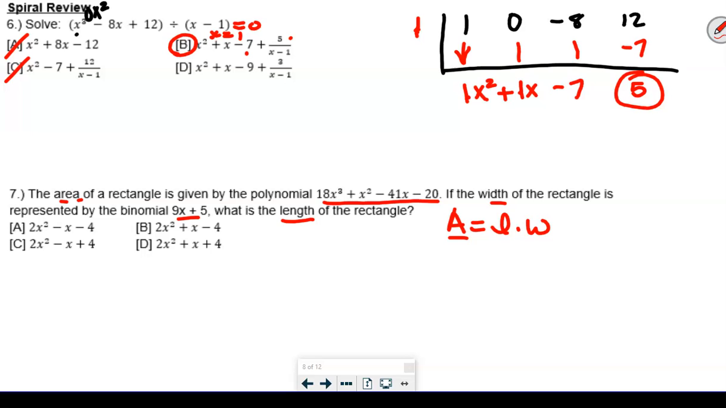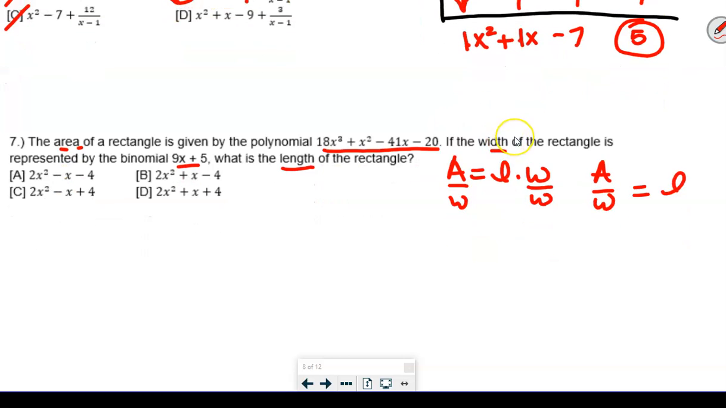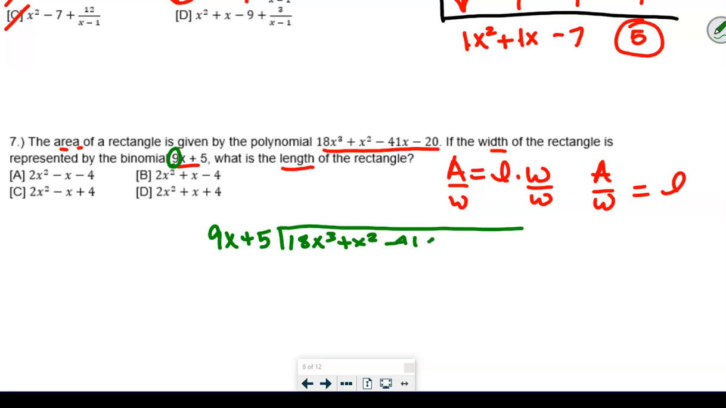So that means we're going to divide the area by the width, right, y'all? To get the length. So area divided by the width is equal to the length. So that means that's what we're going to do. We're going to use division here, okay? And this time we're going to have to use long division. And the reason we have to use long division is because of that 9 in front of the x, okay? So I'm going to put 9x plus 5 here, and I'm going to divide it into our 18x to the third plus x squared minus 41x minus 20, right?